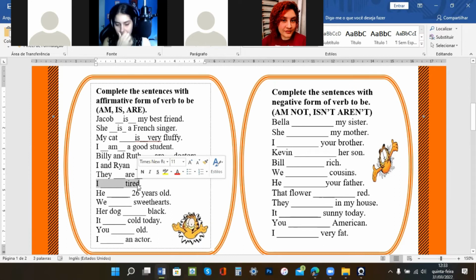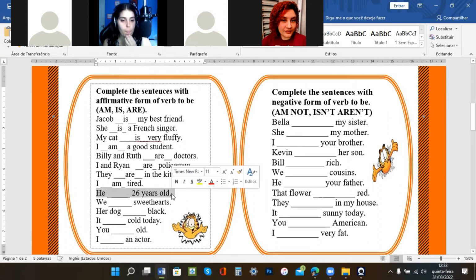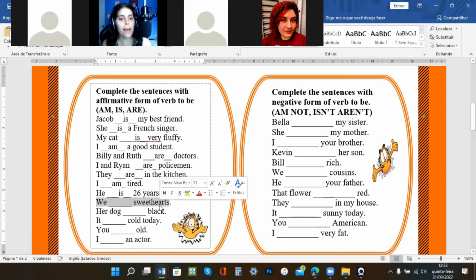Tatiane: I am tired. Priscila: He is 26 years old. Mr. Amaro: We are sweethearts. We are sweethearts. Thank you. Welcome. Tatiane: Her dog is black. Excellent.